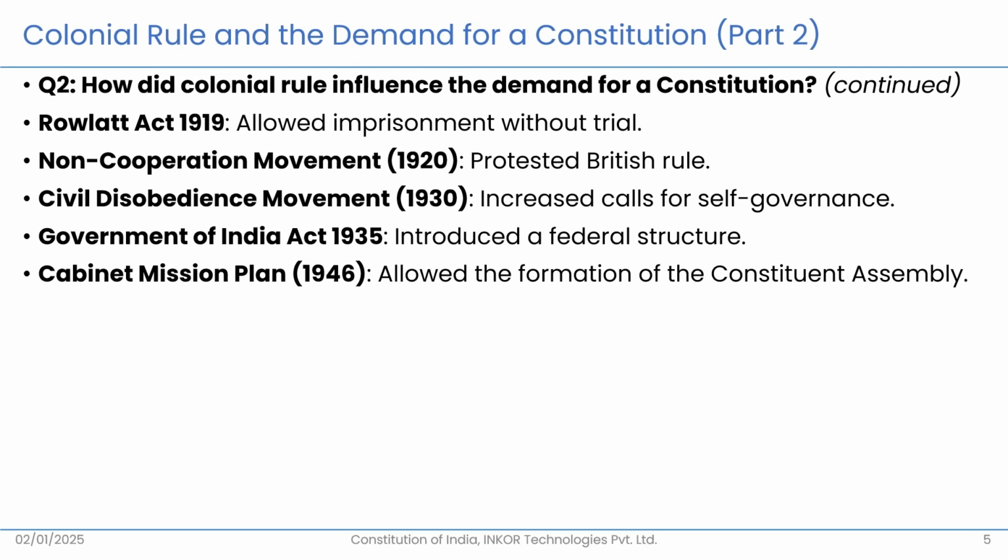As demands for freedom grew, the British introduced harsh laws like the Rowlatt Act of 1919, which allowed imprisonment without trial. This led to mass protests and the non-cooperation movement in 1920, followed by the civil disobedience movement in 1930. The Government of India Act 1935 brought major reforms, introducing a federal system, but real power remained with the British. Finally, the Cabinet Mission Plan of 1946 set the stage for the drafting of India's constitution.